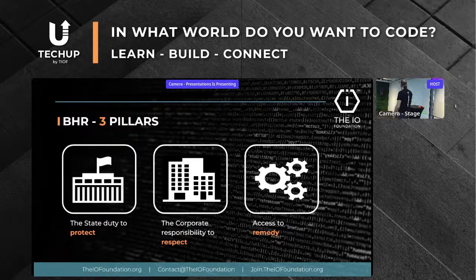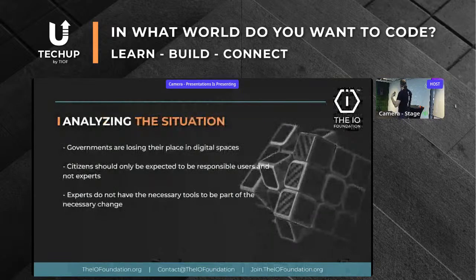So analyzing the situation, what we have is that governments are essentially losing their place in digital spaces. To our understanding, they're very much not knowing exactly how to navigate any of this. Citizens are expected to be very much aware and become experts on technology when their responsibility should be just to be responsible users. And the experts that should be taking care of all of these have neither the language nor the tools to be able to be part of that necessary change.